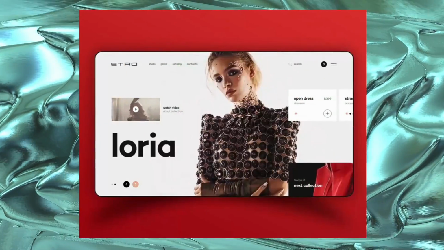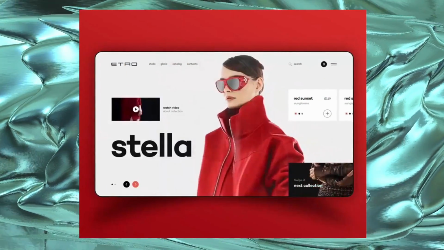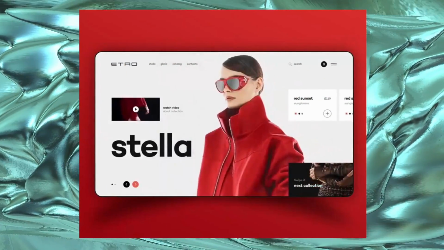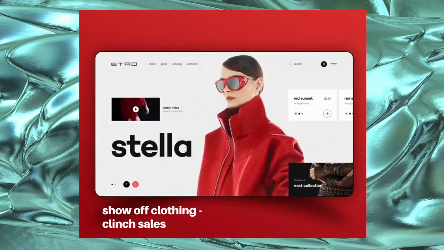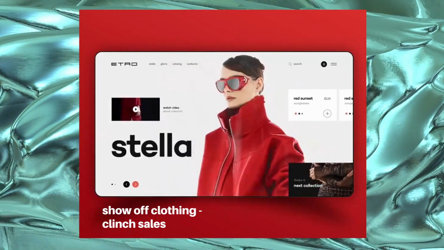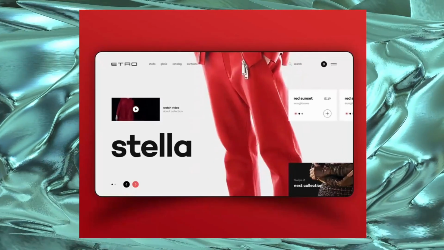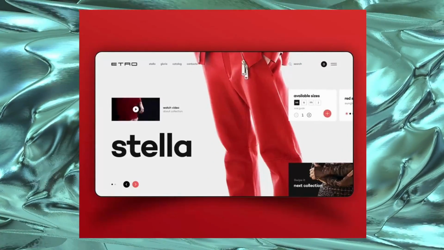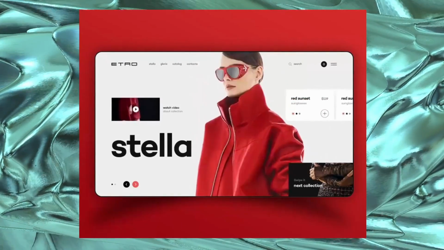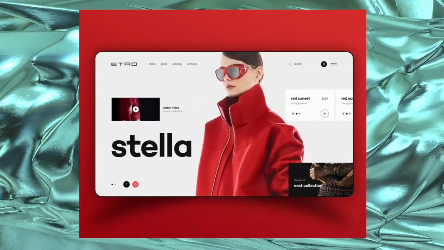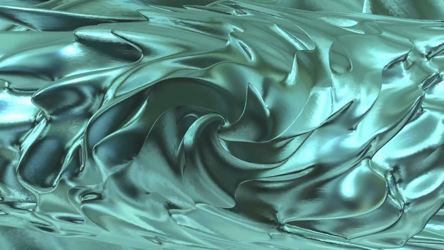So this design right here, what is the goal of this actual artwork? Well, it could be to show off clothing and make it seem appealing to clinch a sale of that clothing. When a designer knows the goal, design choices are then a lot easier to make, which is why this is a very important question to ask yourself in the process in today's video.